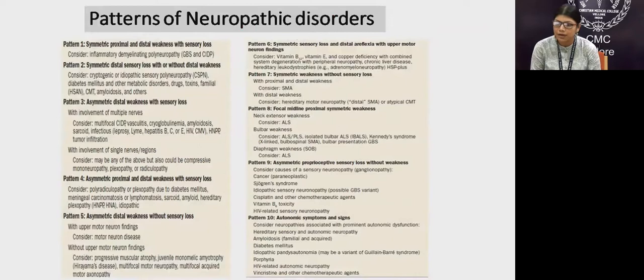Pattern 1 being symmetrical proximal and distal weakness with sensory loss, and the classical disorders being the inflammatory demyelinating polyneuropathy or polyradiculoneuropathy, which is the GBS and CIDP. The second pattern is symmetric distal sensory loss with or without distal weakness. This is our classical length dependent neuropathy, and the most common being idiopathic sensory polyneuropathy and diabetes.